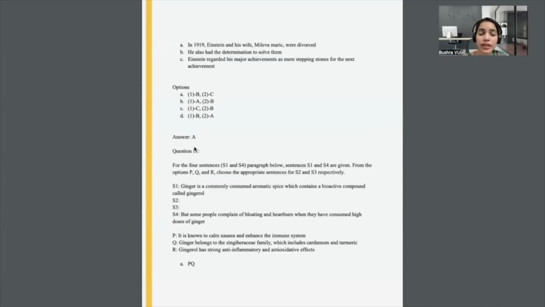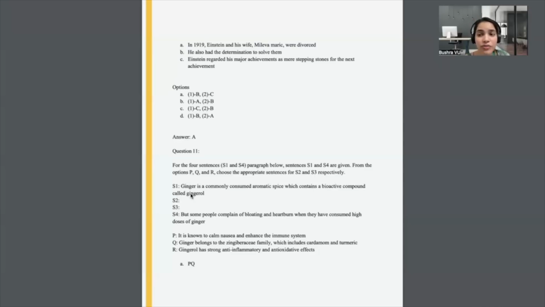Okay, let's look at question number 11. For 4 sentences, S1 to S4, of the paragraph below, sentences S1 and S4 are given. From the options P, Q, R, choose the appropriate sentences for S2 and S3 respectively. Okay, here what they're telling, S1 is given, S4 is given. S2 and S3 are not given. You have to choose from the options P, Q, R, which fits into it perfectly. Okay. So S1: ginger is a commonly consumed aromatic spice which contains a bioactive compound called gingerol. So we're done with this, right?